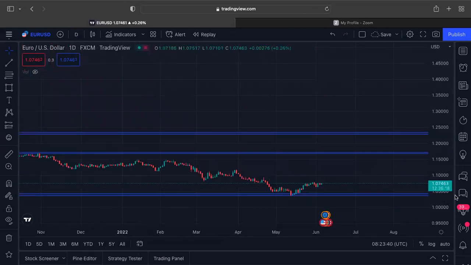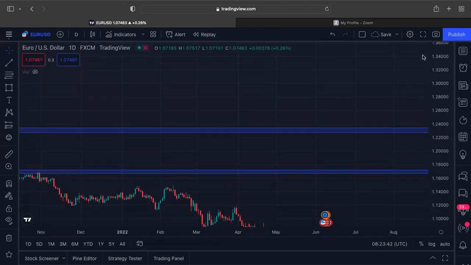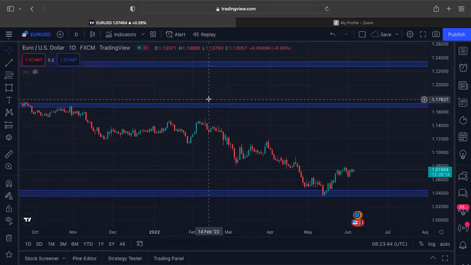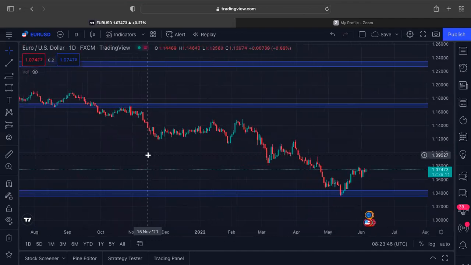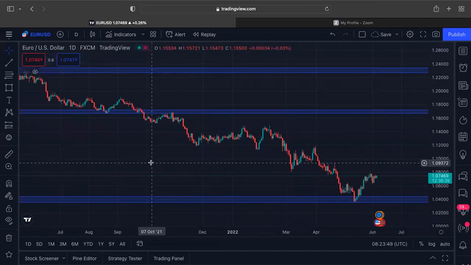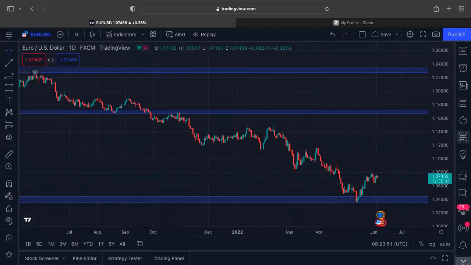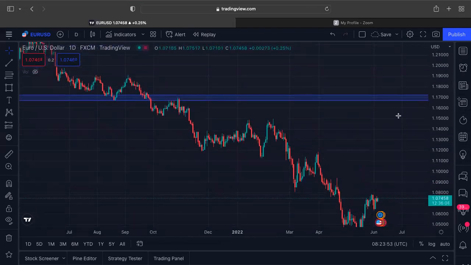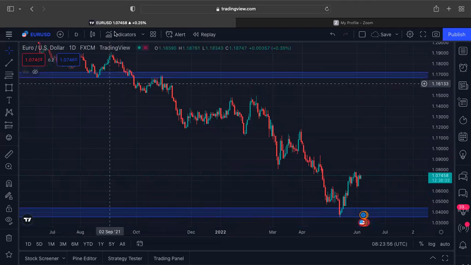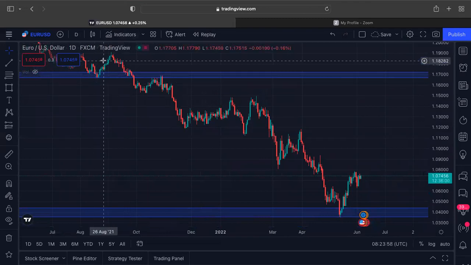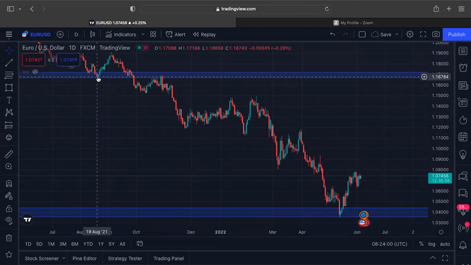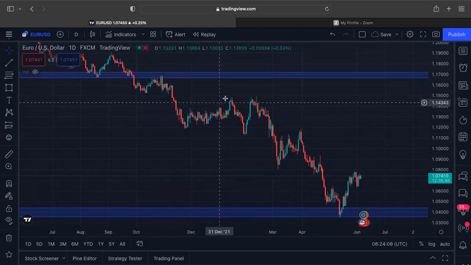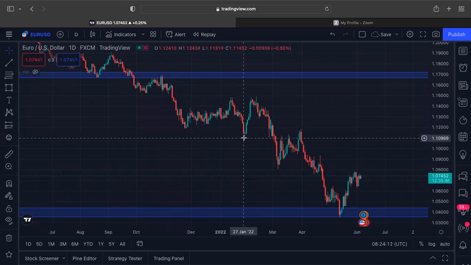So now we've established our supports and resistances. Then what are we interested in now? If I can zoom out a little, you would see this was a downtrend before. You can see lower high, lower low, lower high, lower low, lower high, lower low, lower high, lower low.